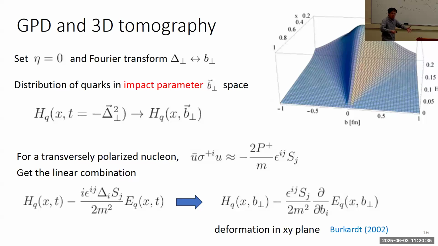And if you do the Fourier transform, go to the b space, then because of this delta factor here, you get a distortion of the density in the impact parameter space. So it's a cross product between the spin of the proton, which let's say is in the x direction, and you have a y direction, so a derivative with respect to b_y, and that gives you a shift. So the distribution in impact parameter space is distorted because of this GPD E, which is again the work by Matthias Burkardt, 2002.